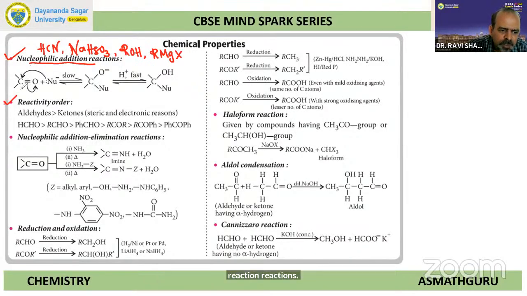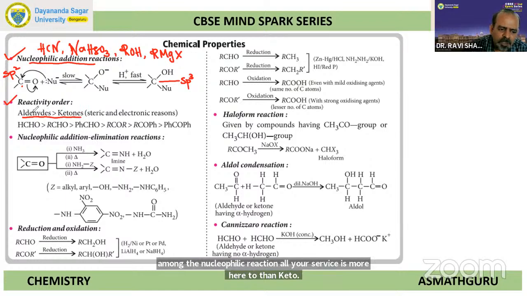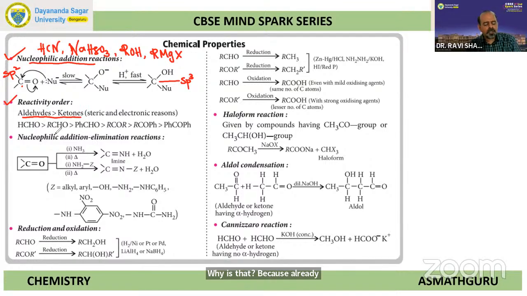Because in a nucleophilic addition reaction, previously the carbon is sp2 hybridized. But after the addition reaction, this carbon gets converted into an sp3 carbon atom. And among the nucleophilic reactions, aldehydes are always more reactive than ketones. Why, sir? Because aldehydes have a more positively charged carbon atom. Whereas in ketone, the electrophilicity of the carbon atom is less, steric hindrance is more. So aldehydes are more reactive.